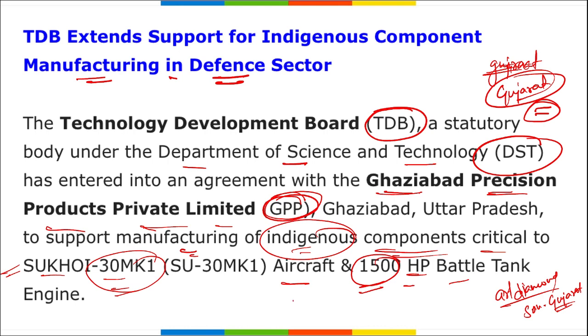Out of the total project cost of 14.2 crore rupees, the TDB DST has approved assistance of 5.5 crore rupees to support this public private initiative in the defense sector. 14.2 crore was the total amount, out of which 5.5 crore was recently approved, and the rest will be approved with time. Highly important. Remember, it was the Technology Development Board and GPP, Ghaziabad Precision Products Private Limited, that have recently signed so that they can manufacture indigenous components for the Sukhoi 30 Mark 1 aircraft as well as the 1500 HP battle tank engine.